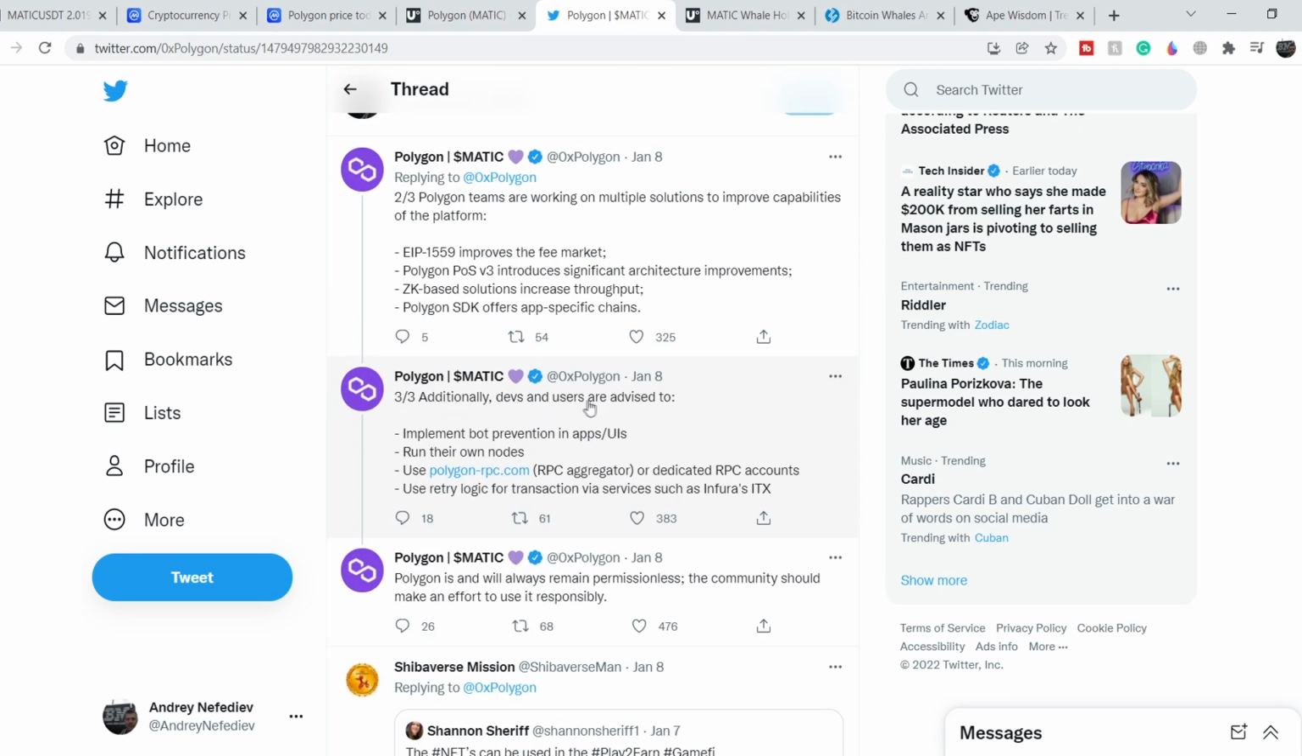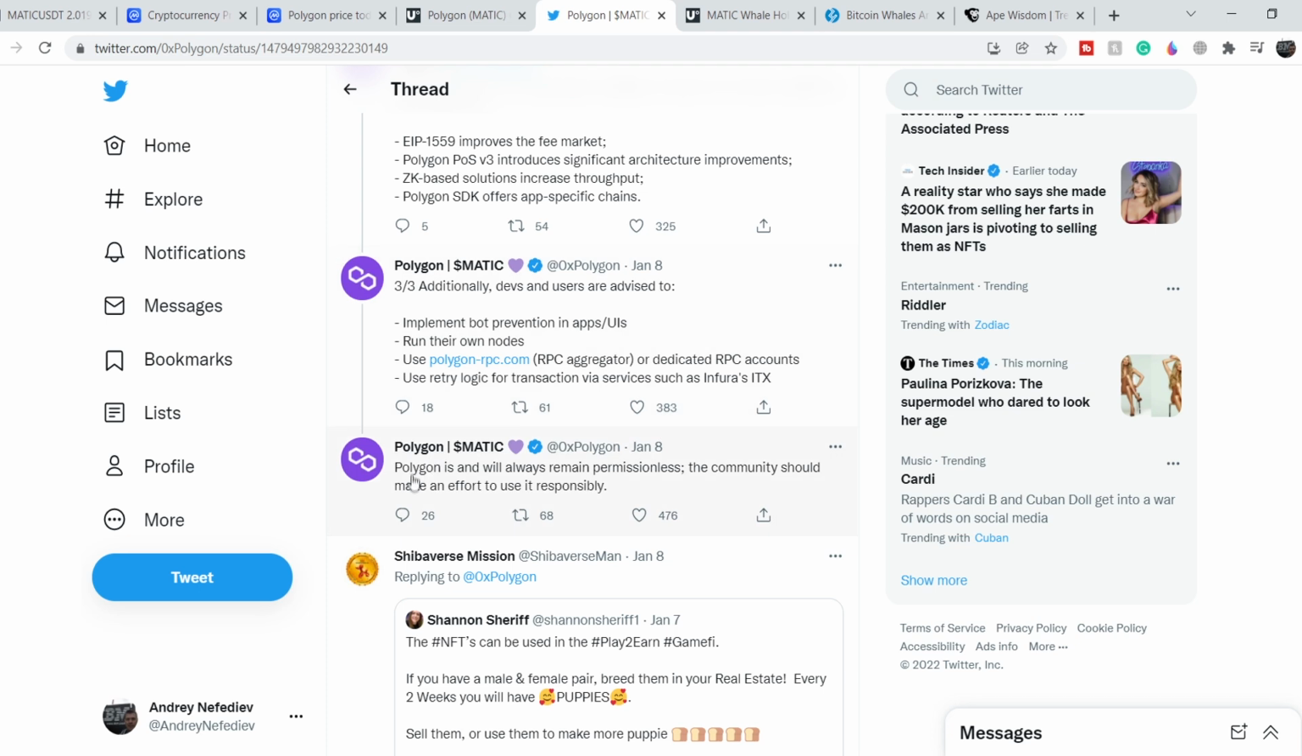Additionally, devs and users are advised to implement bot prevention in apps, UIs, run their own nodes, use Polygon RPC.com, RPC aggregator or dedicated RPC accounts. Use retry logic for transactions via services such as Infura's ITX. And the last one, Polygon is and will always remain permissionless. The community should make an effort to use it responsibly.